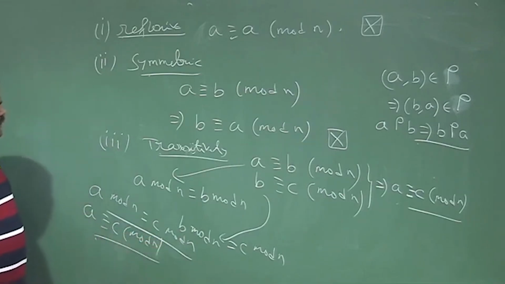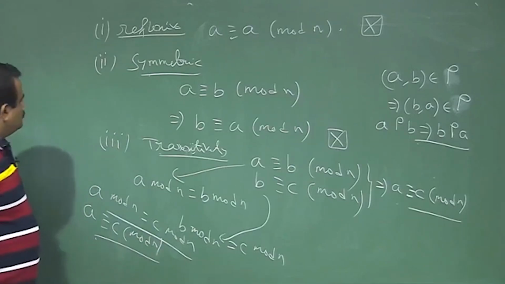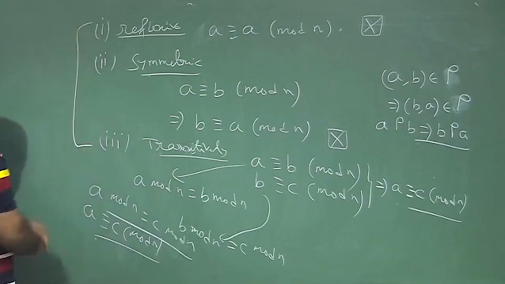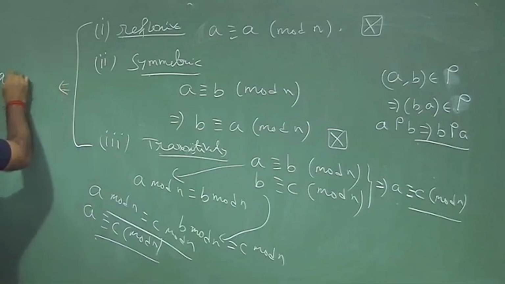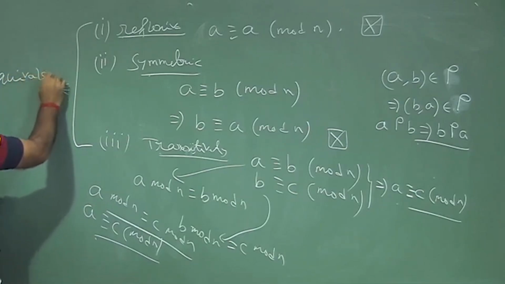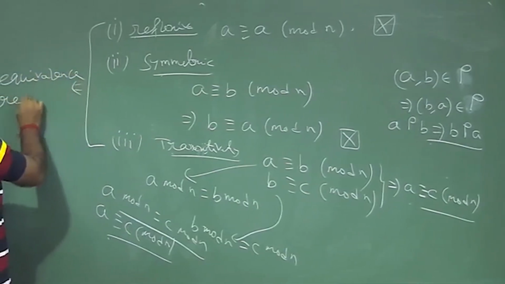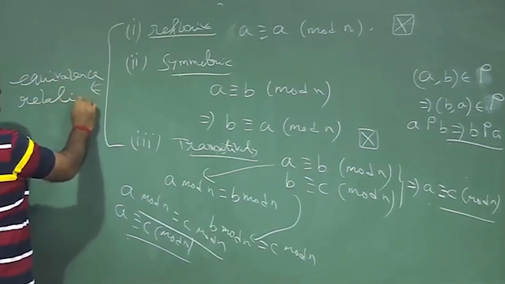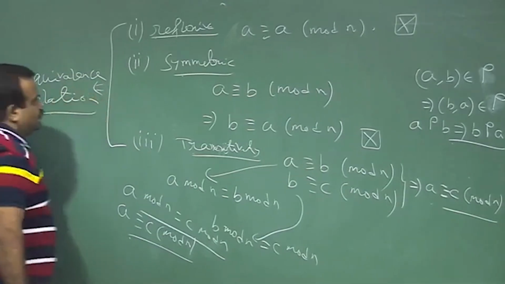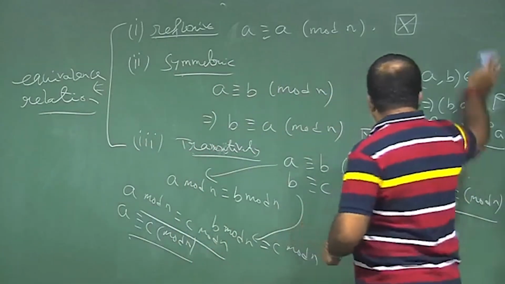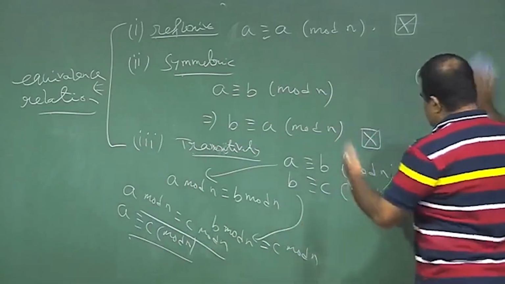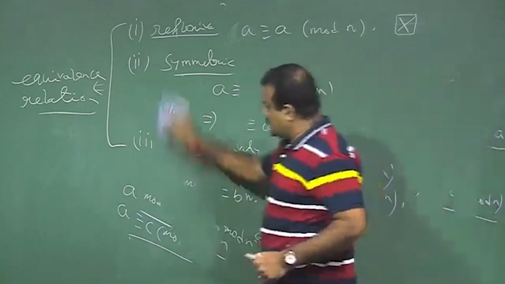So, this is the transitivity property. Since these three results tell us this is an equivalence relation over the set of integers. So, now we know, this is a result from algebra.